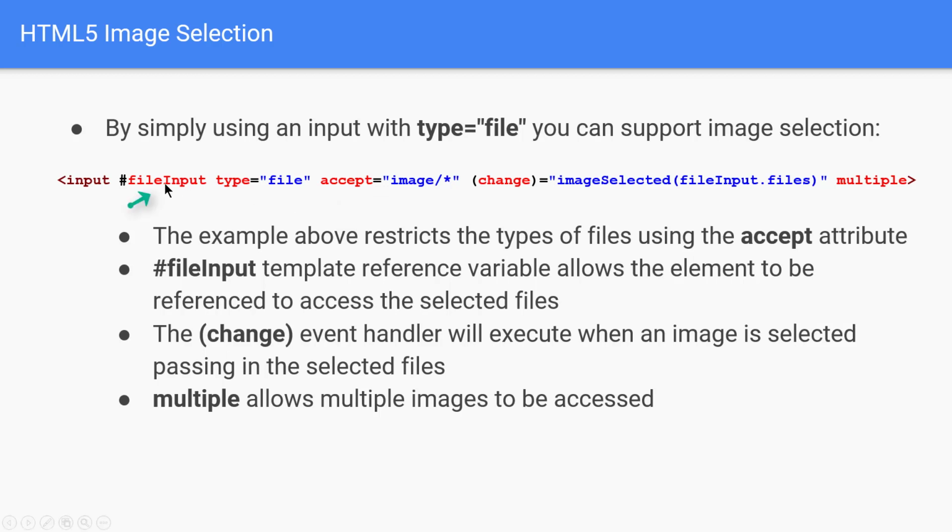The file input template reference variable allows the element to be referenced to access the selected files. The change event handler will execute when an image is selected, passing in the selected files. And the multiple attribute allows multiple images to be accessed.